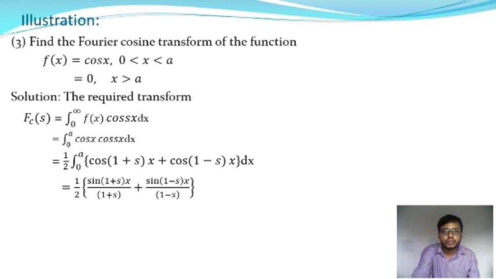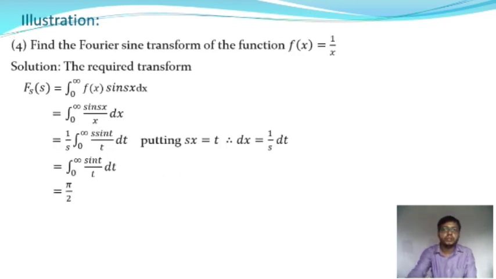After that we are going to take one more example on the properties of Fourier transformation. Find the Fourier sine transformation of the function f(x) is equal to 1 by x. So the required transformation Fs(s) is equal to the integral from 0 to infinity of f(x) sin(sx) dx. This is the definition of the sine transformation.